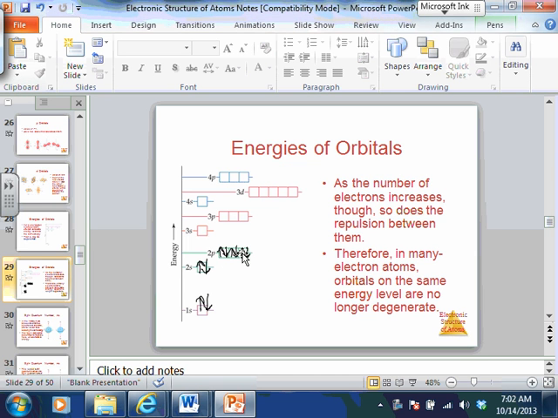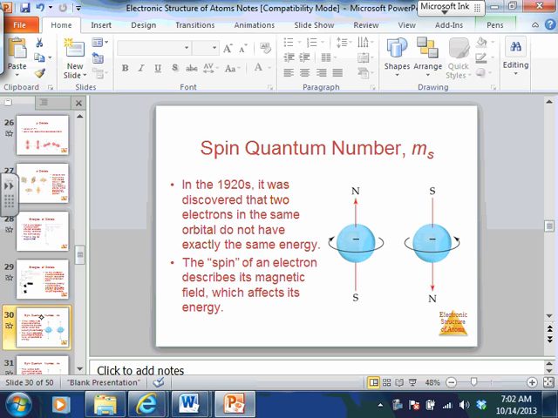Okay. So if you remember that about the electrons, that's going to help you out as far as filling those orbital diagrams. That talks about the spin quantum number, which basically I just said: opposite spins.